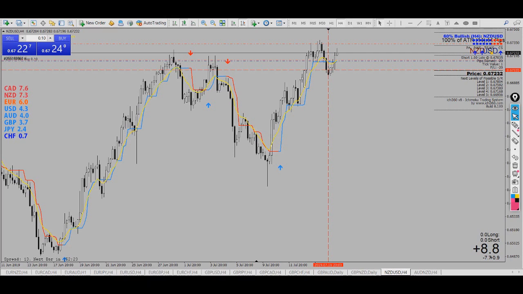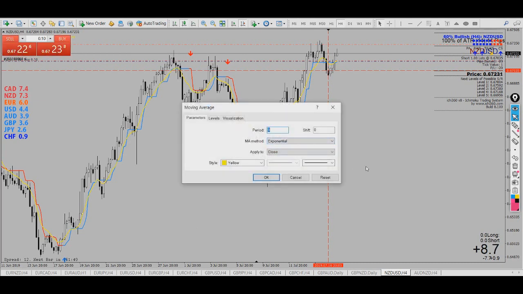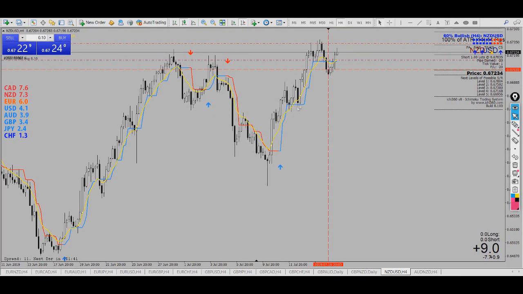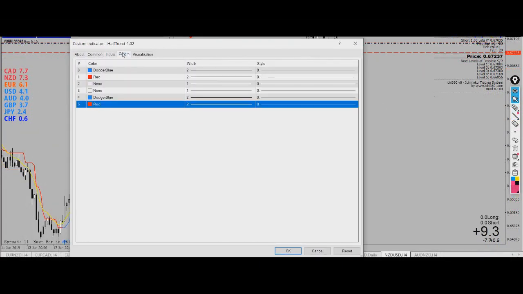For the start, I just want to tell you what we have on the chart so you can use it. If you don't have these two things, it will be hard for you to understand this trading setup. First thing, which is very important, is this moving average colored yellow here. This is a 9 exponential close moving average, right? This is very important. Number two is this indicator right here. The name is Half Trend. It has all the colors. You can just set these two to none and keep the rest.